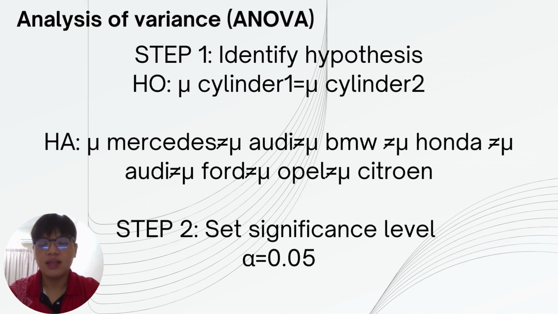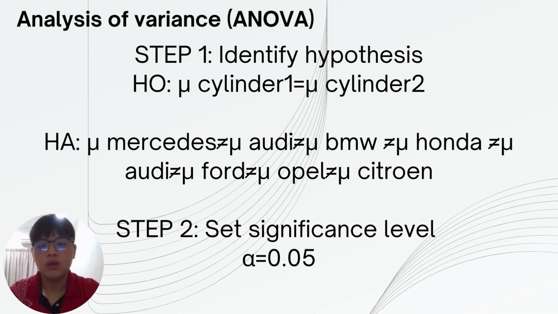Now I will continue to present the analysis of variance, also known as ANOVA, in our assignment. In this part, we use horsepower as our variable, and we do the same 5 steps as in the independent sample test. Step 1, we need to identify the hypotheses, that is the alternative hypothesis and the null hypothesis. In the alternative hypothesis, we identify that there are different horsepower means for each brand in our data set. And in H0, we identify that horsepower mu cylinder 1 equals horsepower mu cylinder 2.